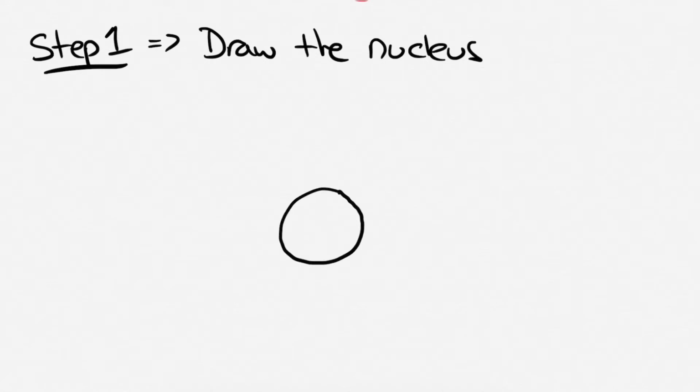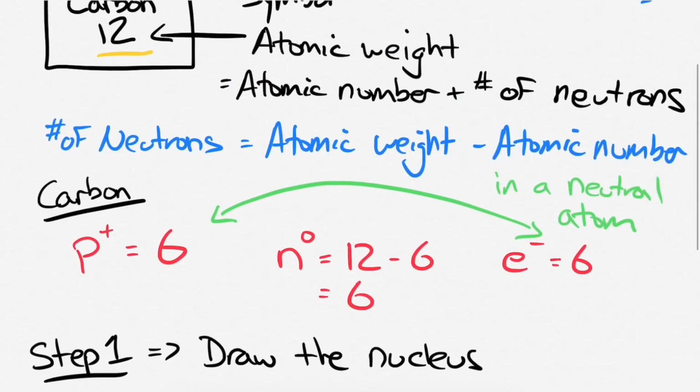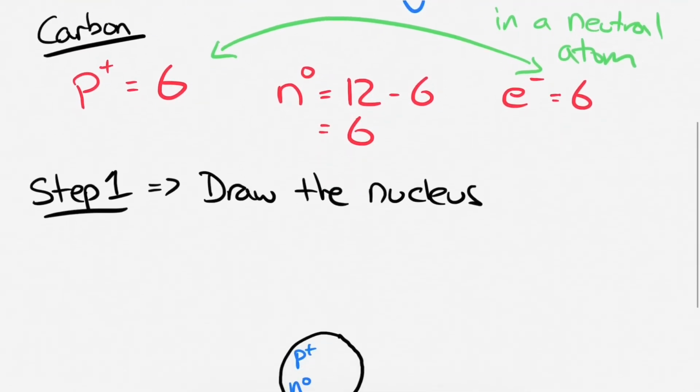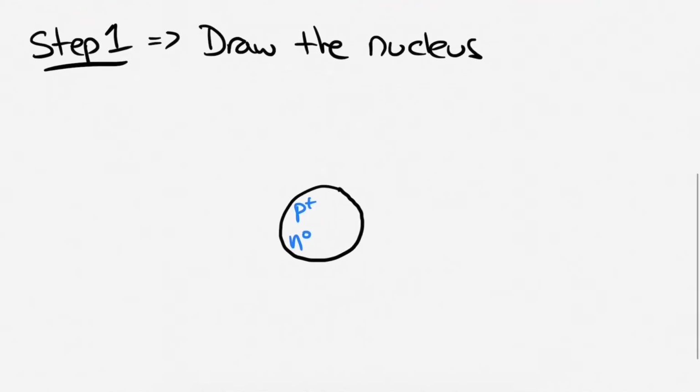And since we know that protons and neutrons live in the nucleus, we're going to draw a P positive and an N naught here. So going back up to our reference here, we know that there's 6 protons and 6 neutrons. So for our nucleus, we're going to say P positive equals 6, N naught equals 6. So there you go. That's your nucleus.